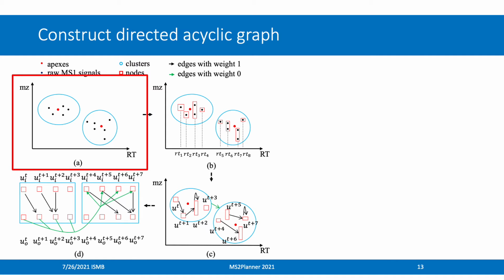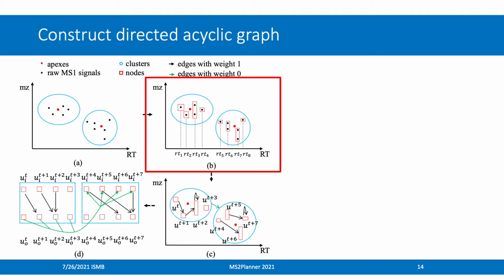This slide is about how to convert the optimum path scheduling problem into a graph-based problem. In panel A, the black dots mean raw MS1 signal, and the red dots mean apexes. The raw MS1 signal is grouped according to these apexes. After that, in panel B, in each cluster, some of the raw signals have the same retention time. So we further merge them into the same node, and the intensity of the node is the sum of the intensity of the raw signals.